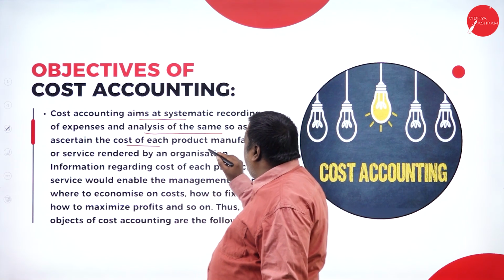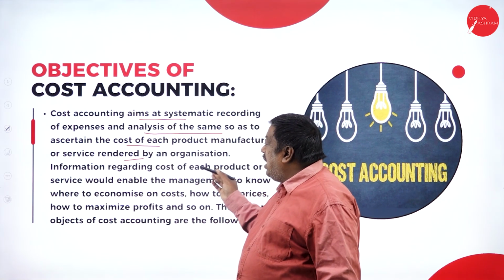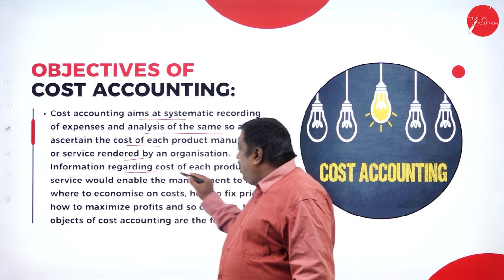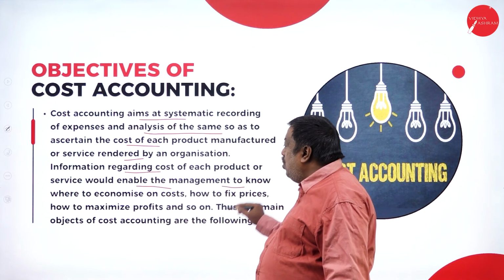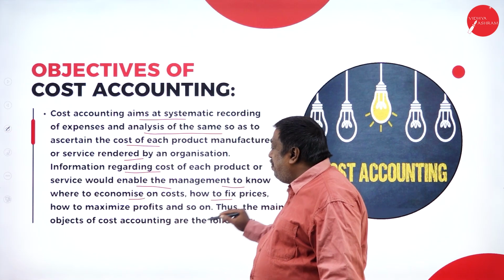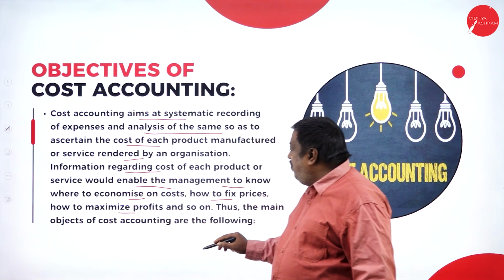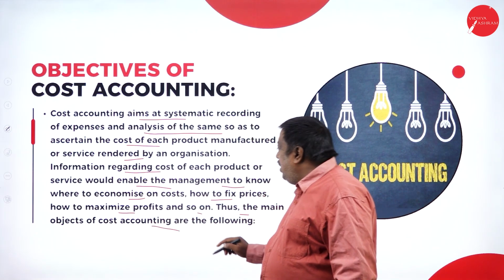Ascertain the cost of each product manufactured or service rendered by an organization. Information regarding the cost of each product or service would enable the management to know where the economies on cost lie, how to fix the prices, how to maximize the profits, and so on. That's the main objective of cost accounting, or as follows.